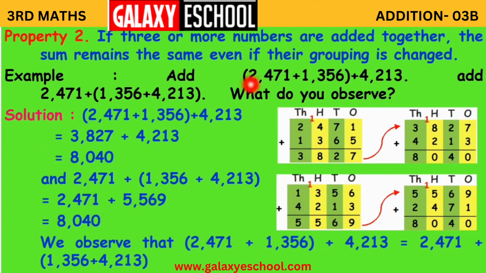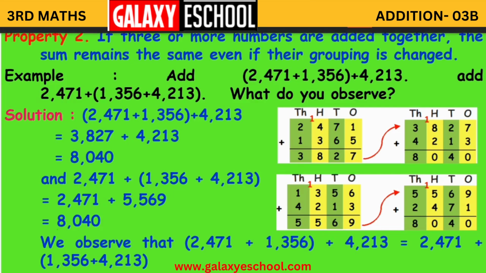8040. Now what do we observe? We observe that no matter the groups are changed, the answer we got is same. Yes, the answer we got for both the additions is same. What answer did we get? We got 8040 only in both the cases.